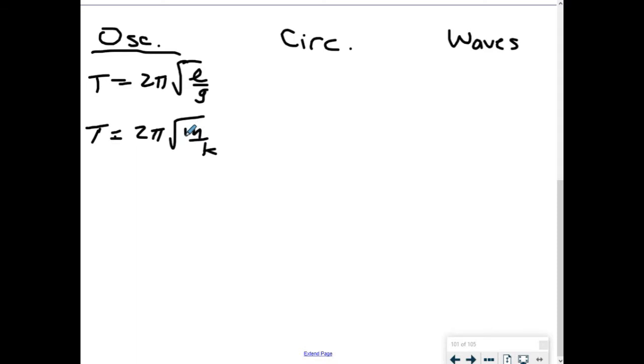It's been a while because they were back in the first couple days of the unit, but they only ever apply if it's oscillating back and forth. You cannot use these formulas on waves. You cannot use these formulas on things that go in circles. Okay, it has to be in the right locations.